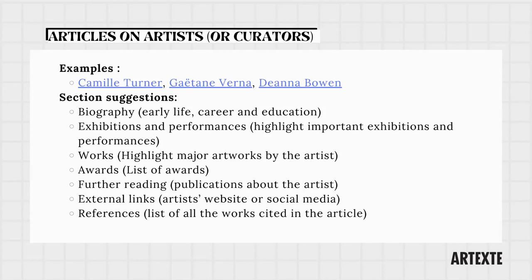You could have a list of exhibitions and performances and highlight important exhibitions within that section. You could talk about their works, highlight some of the major artworks by the artist. Also include a list of awards. If you're writing about an artist or a curator who has won awards, this will be very important to include in the article, and this will really help the article establish the required notability guidelines.